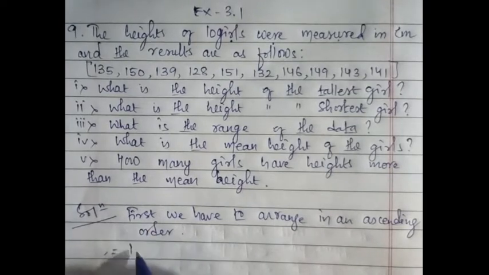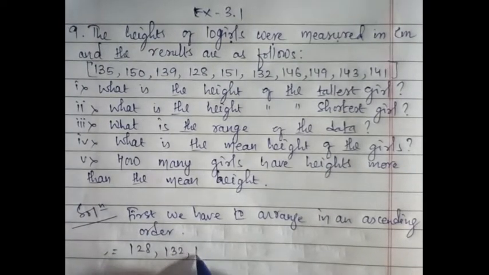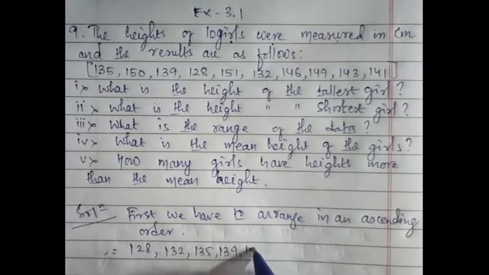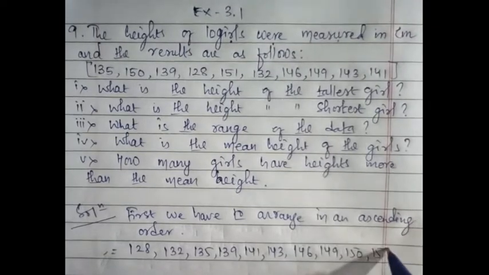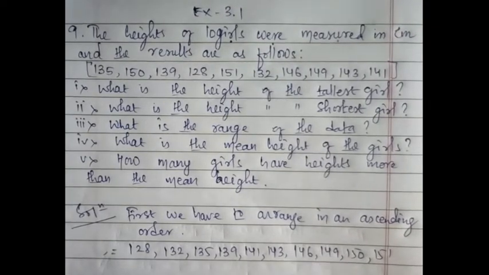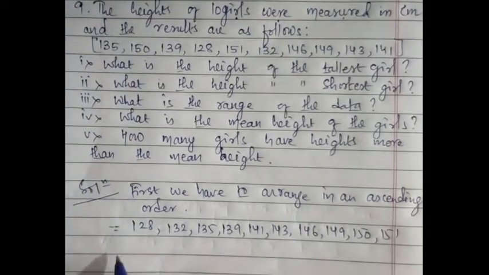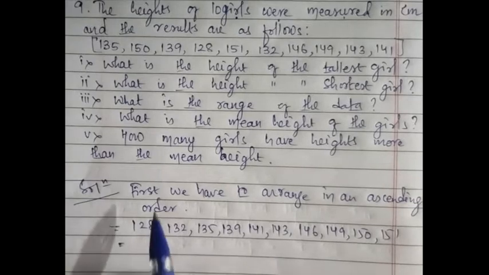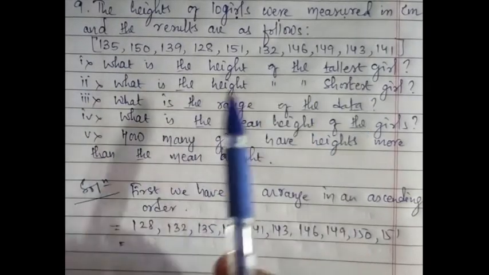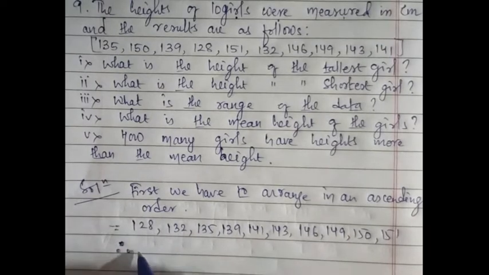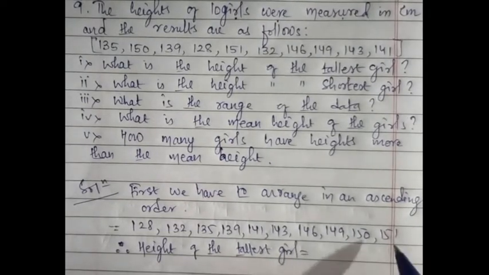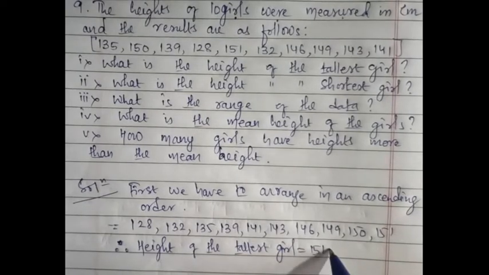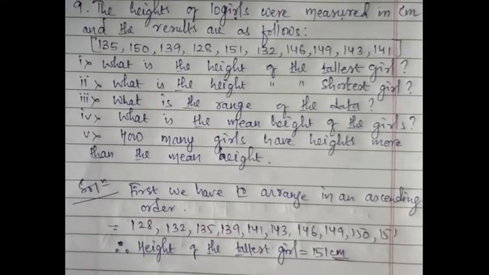So what is the smallest value out here? 128, then comes 132, then 135, then 139, then 141, then 143, then 146, 149, 150, 151. 1, 2, 3, 4, 5, 6, 7, 8, 9, 10. Yes. So now it will be easy for you to find the answer to number one, that is, what is the height of the tallest girl? So the height of the tallest girl is equal to 151 centimeters, right? So our number one is over.